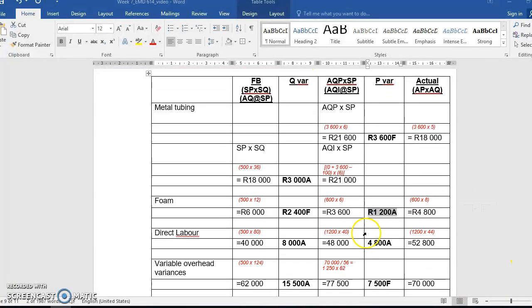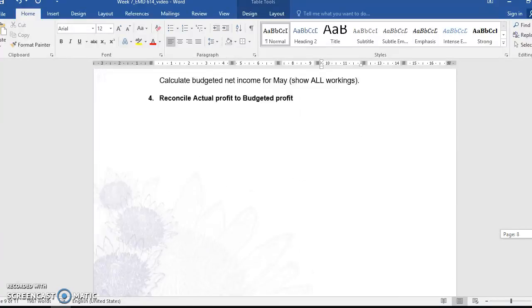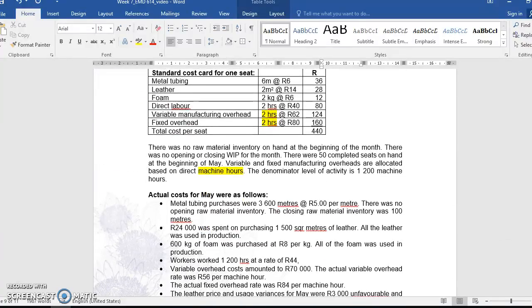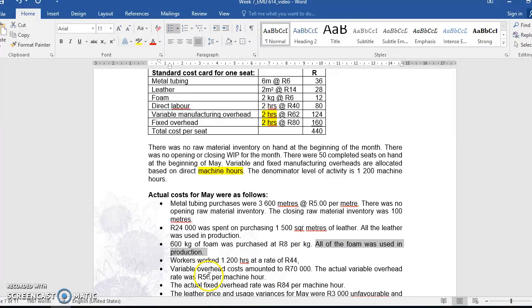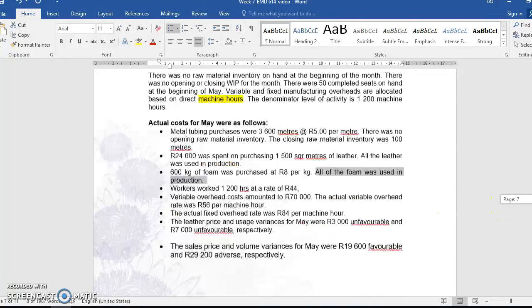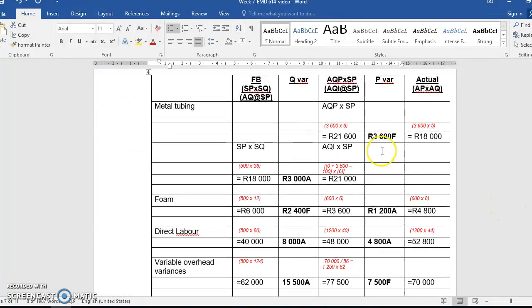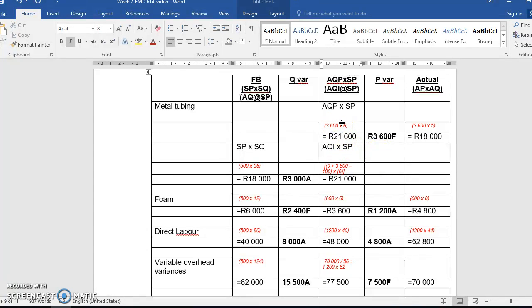Now you will see with the metal tubing we had 2 calculations under this middle column. With the foam, we only have 1 calculation. The reason for that is this line in the question that says all of the foam was used in production. So in other words, what was purchased also equals what is used, which is different to the metal tubing, because what was purchased, 3,600, was not the same as what was used. Whereas with foam, the whole 600 was purchased and the whole 600 was used, so we don't need 2 calculations.